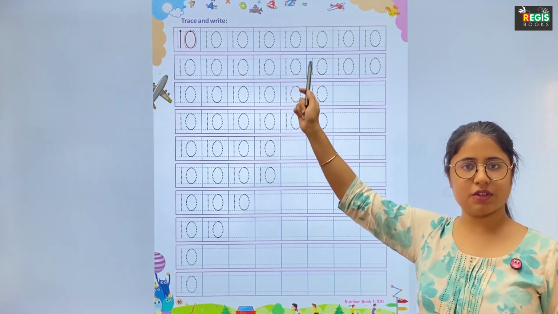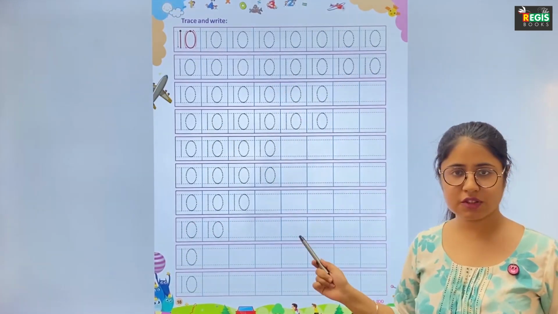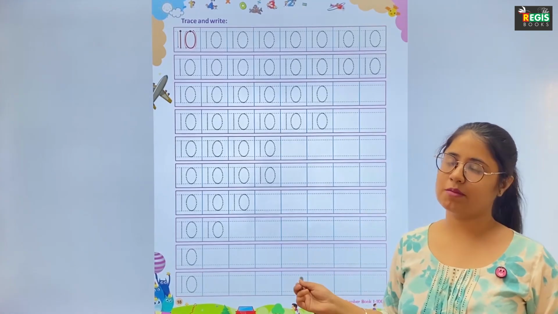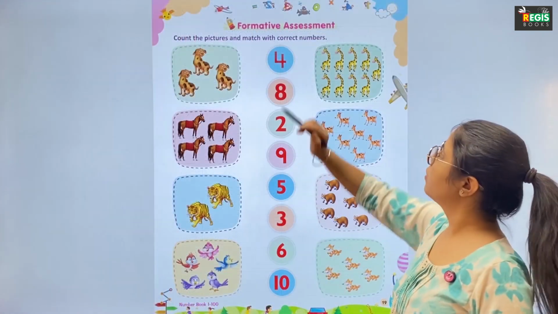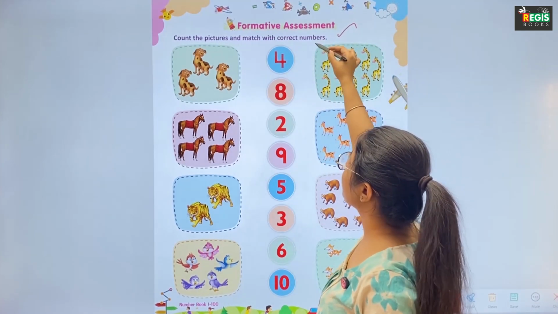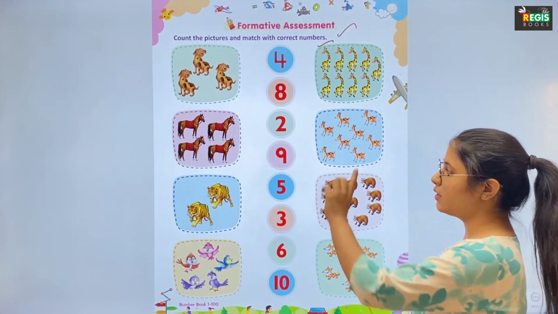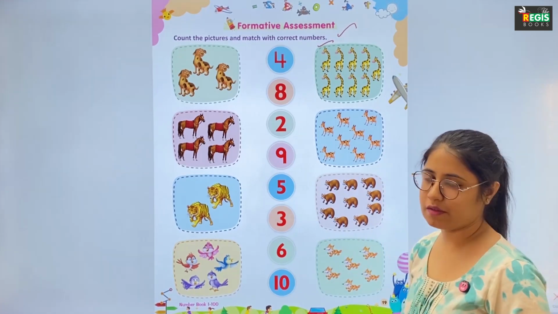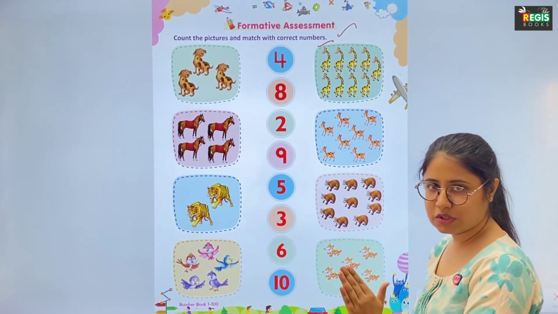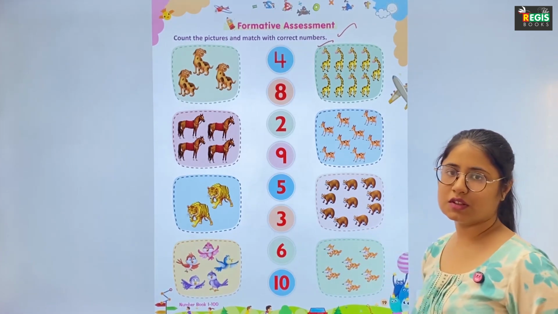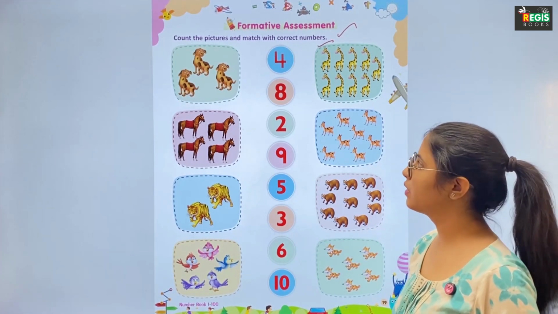Trace and write. So kids इन सभी डिजिट्स को सबसे पहले पेंसिल की हेल्प से ट्रेस करिए एंड बॉक्सेस में लिखकर प्रैक्टिस करिए. Formative assessment. Count the pictures and match with correct numbers. So kids यहाँ पे काफी सारे ऑब्जेक्ट्स गिवन है एंड बीच में आपको कुछ नंबर्स गिवन है. आपको ऑब्जेक्ट्स को काउंट करना है, पिक्चर्स को काउंट करना है एंड उसको करेक्ट नंबर के साथ ज्वाइन करना है.